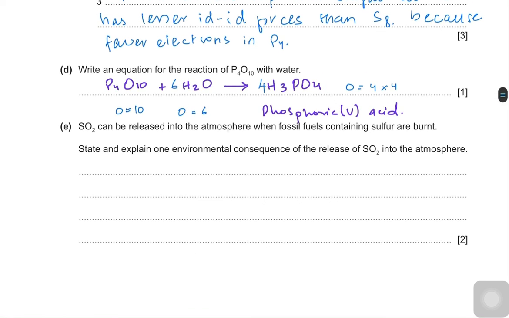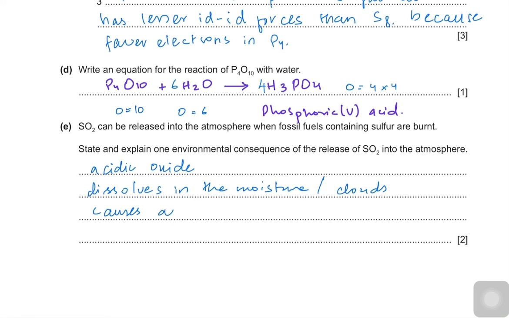Sulfur dioxide can be released into the atmosphere when fossil fuels containing sulfur are burnt. State and explain one environmental consequence of the release. So it's an acidic oxide, and then you can talk about it dissolving in the moisture or the clouds in the atmosphere. And then you can talk about it causing acid rain, and how acid rain is problematic. So it was a general question, not exactly period 3, but we did it.